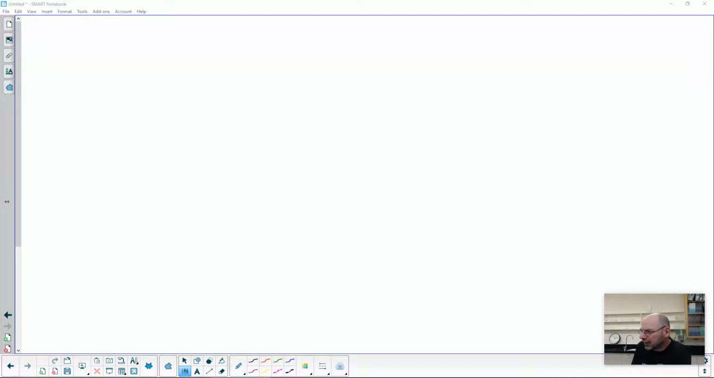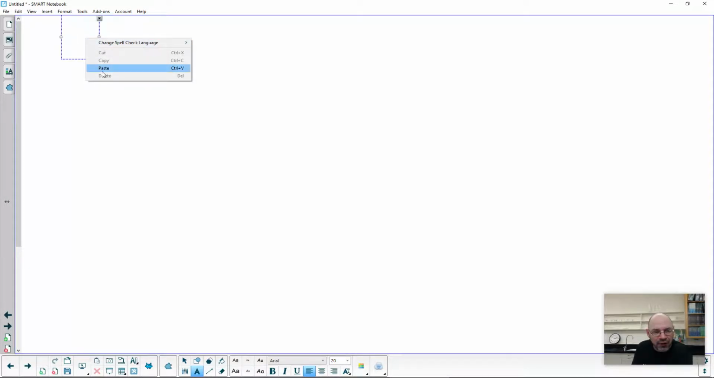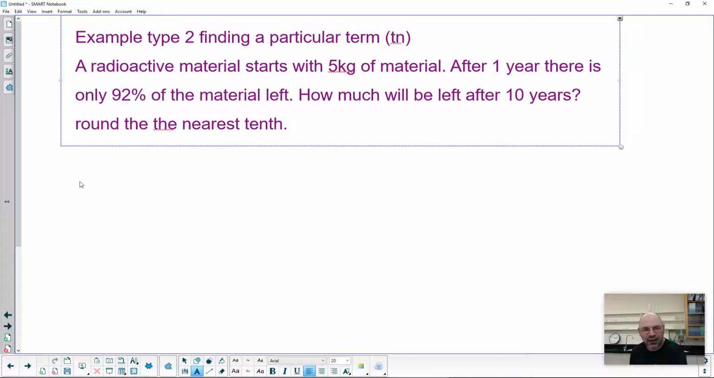page, and let's cut out this second example type that I've got here in my little bank of questions to do. We'll paste it in here. Okay. Example type 2, finding a particular term, Tn. I want to put this as a subscript here.